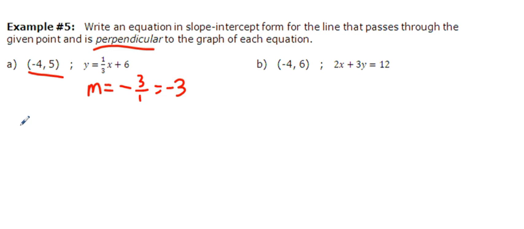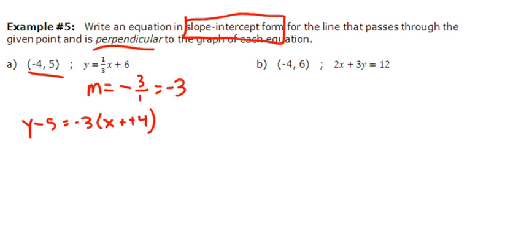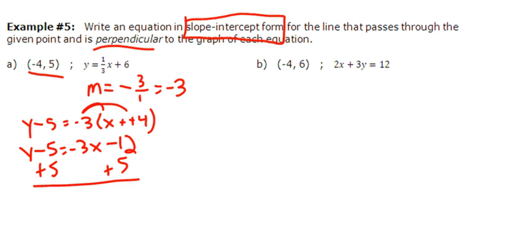Gives me a point, so I need to write it in point slope form. Y minus 5 equals negative 3 times x minus negative 4. Minus negative makes plus positive. It's asking for my final equation to be slope-intercept form, so I have to solve for y. Distribute. So I have negative 3x minus 12. Then I get the y alone by adding 5. So y equals negative 3x minus 7.